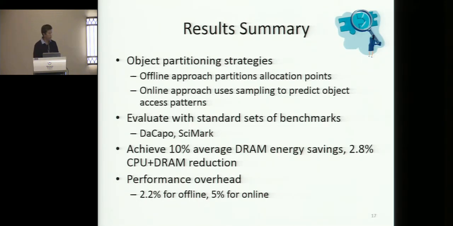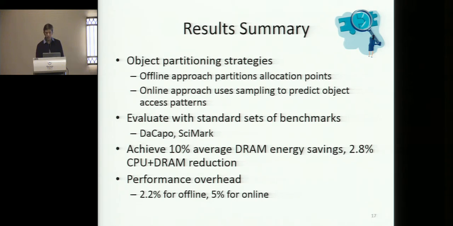Okay, so I want to quickly go over some of the other results from this project. We created two object partitioning strategies to automatically distinguish hot and cold objects in the Java virtual machine. Our offline approach uses a profile run to record object access patterns associated with each static allocation site. Then we partition the allocation sites into hot and cold sets offline and load this information back into the JVM at the start of the next run.